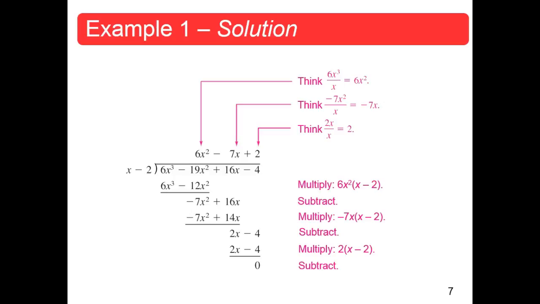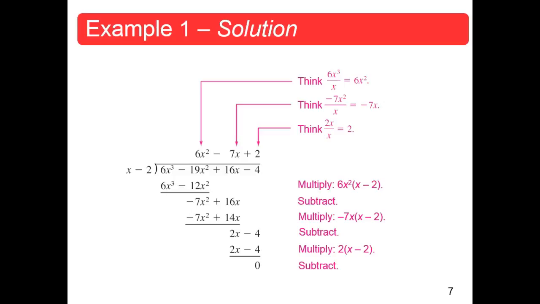I like to change signs and add. If you subtract signed numbers without any problem, go for it. But changing signs to add takes away the ambiguity, the chances for error. I'm always trying to minimize my chances for error. So I change signs and add. That gave you a minus 7x squared. Bring down the plus 16x. Then you divide again.